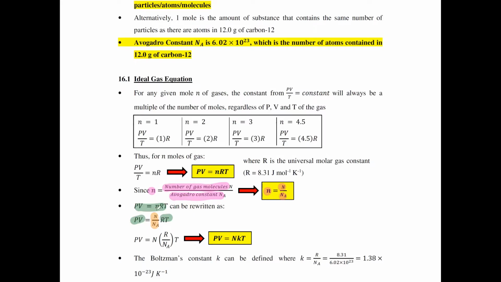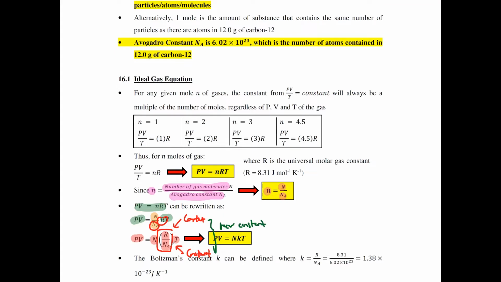All right. Now I go and rearrange it further. I want to group R and Na together so that now I get PV equals N times R over Na times T. Now this R over Na, you notice that R is a constant in the first place. The Avogadro constant is also a constant in the first place. So a constant over a constant will give you a new constant.